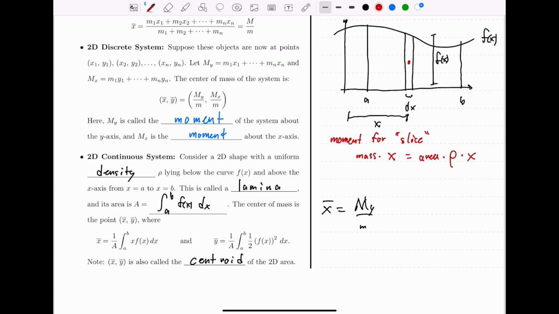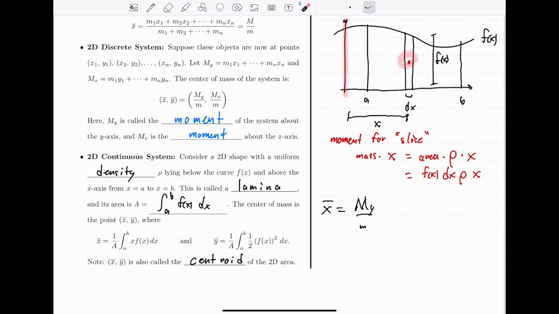The area of the slice is the area of this rectangle. So this rectangle has a height of f of x, it has a width of dx, so the area for this slice is f of x times dx. We multiply by rho, and we still have times x. So this expression is the moment of this slice about the y-axis.